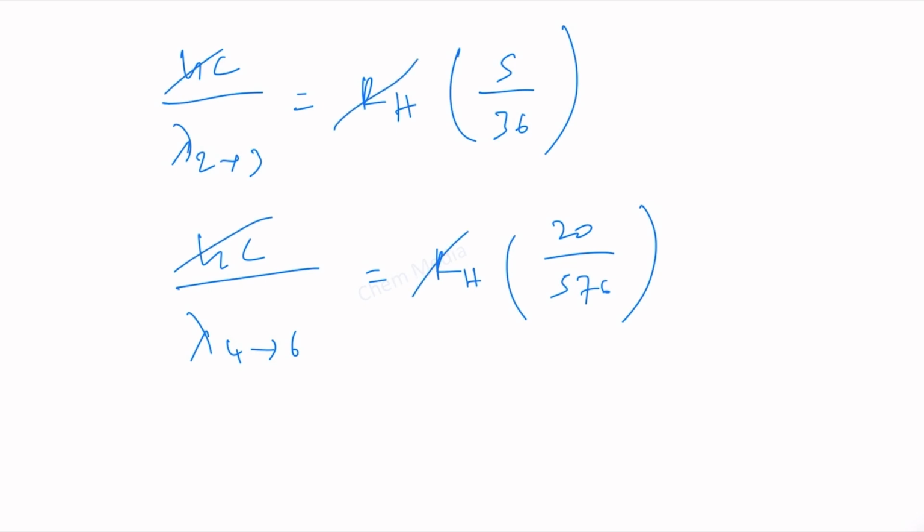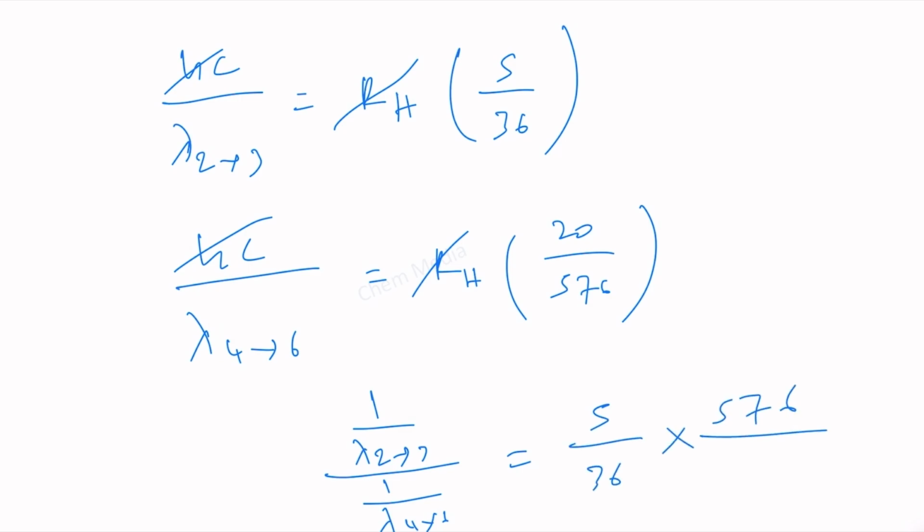So if we are calculating the ratio, then it will be 1 by lambda 2 to 3 divided by 1 by lambda 4 to 6, isn't it? So therefore we can write it this way: 5 by 36 times 576 divided by 20. So therefore this will be 4 times, and this will be 16 times, and this will become 4.